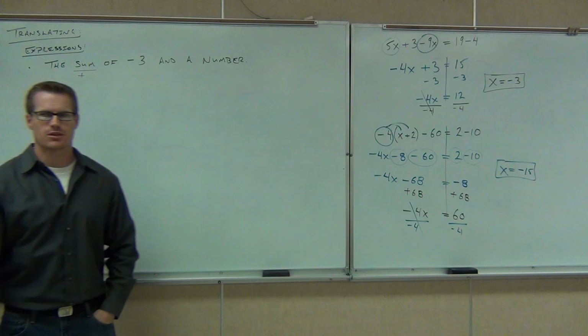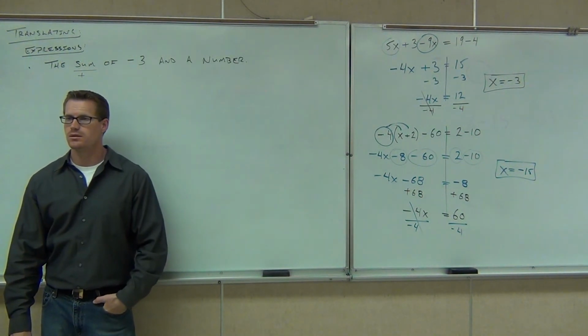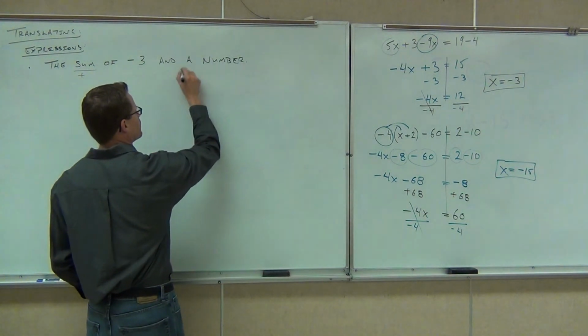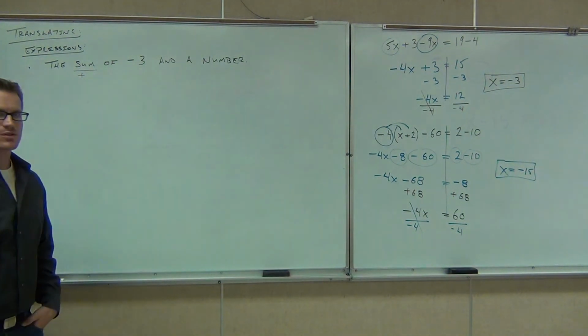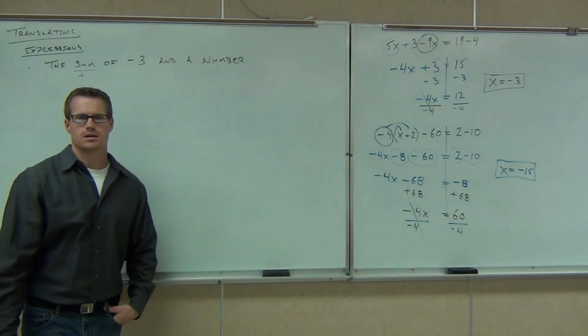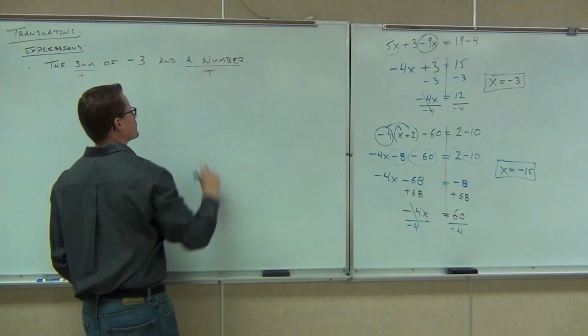What else means some math up here? Okay. Number? And a number. The sum of something and something else. A number means math. What's a number mean? Variable. A letter. Good. The letter I'm going to pick is T.